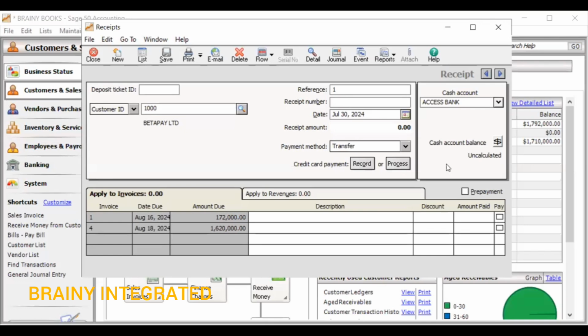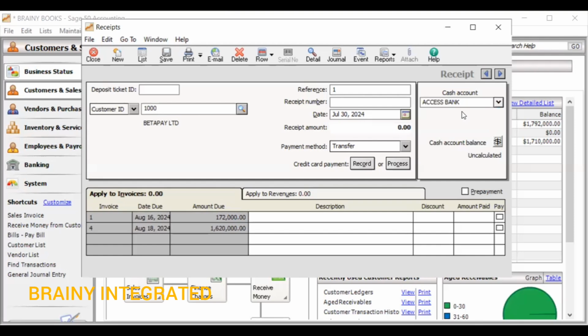Okay. So the next thing you want to do, see by this side, this cash account. Can you see where my cursor is? You would see the cash account that was used. There might be different bank accounts in the company. They might be using more than 2 banks. So you have to select the exact bank that this money was paid into. In this case, it is Access Bank. All right. So I've selected Access Bank.